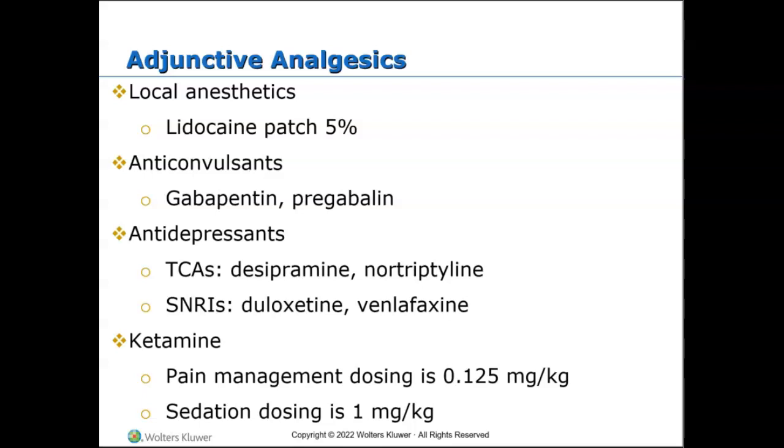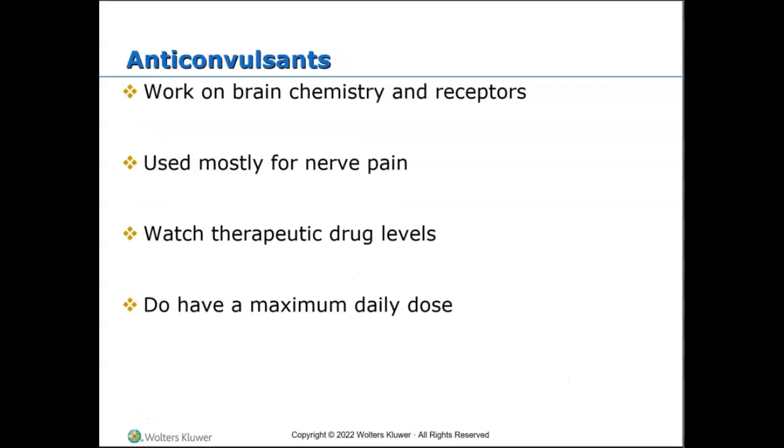Adjunctive analgesics, I do want to mention lidocaine patches. They're great for localized pain in certain areas. Anticonvulsants, we talked about again in the last video. I'm not going to cover them again in detail, but gabapentin's a good one you should know. And then, of course, ketamine, right? And ketamine, when used in really low doses, is a good analgesic. Again, anticonvulsants work on the brain chemistry as well as the receptor sites, right? And we use it mostly for nerve pain.